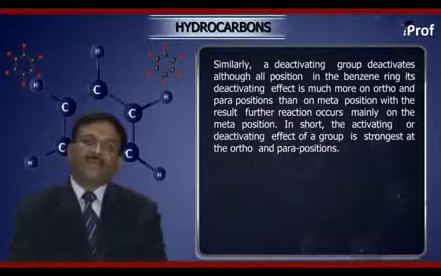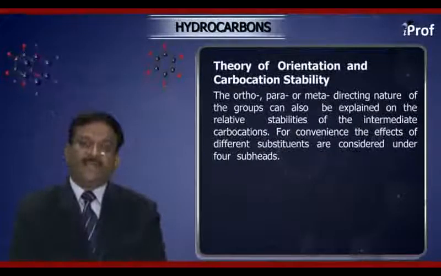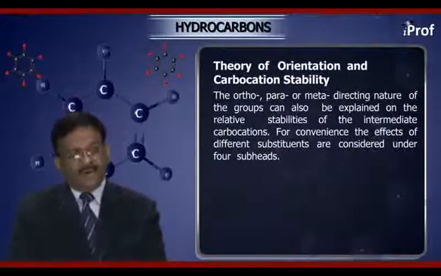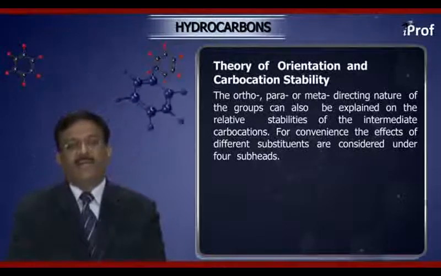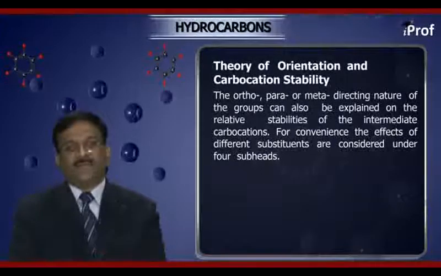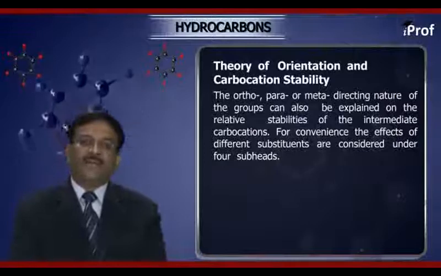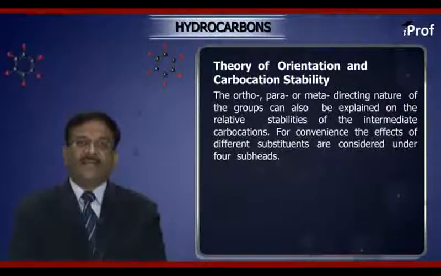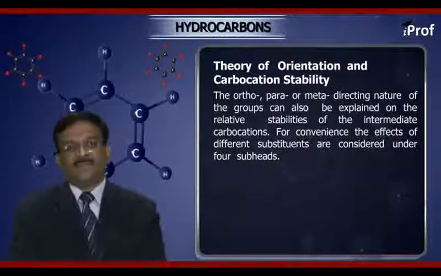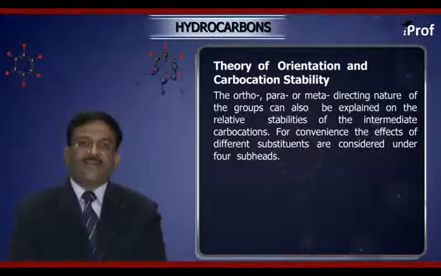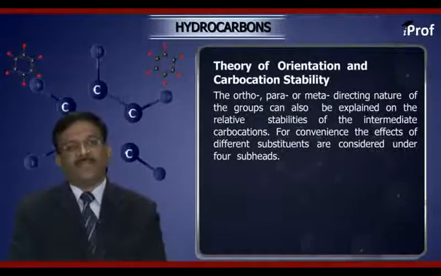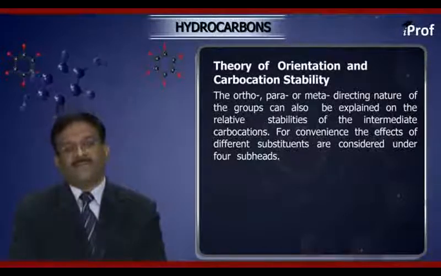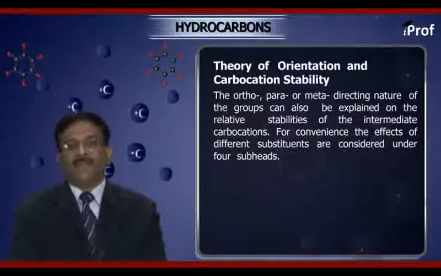Now the next: theory of orientations and carbocation stability. The ortho, para or meta directing nature of the groups can also be explained on the relative stabilities of the intermediate carbocations, and for convenience, the effects of the different substituents are considered under four heads.